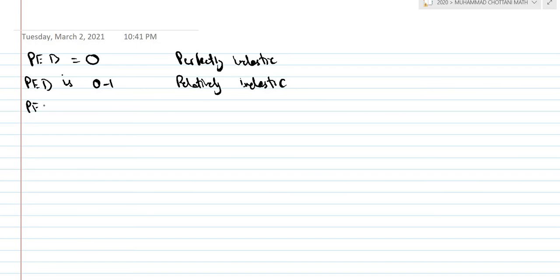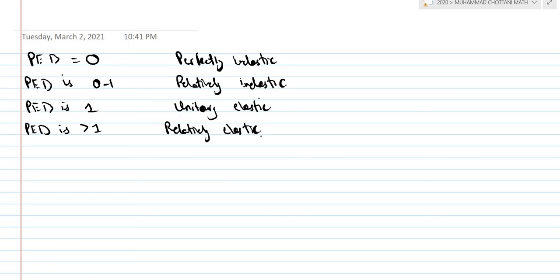When PED is exactly 1, PED is said to be unitary elastic. When PED is greater than 1, it is said to be relatively elastic. And when PED is infinity, it is said to be perfectly elastic.